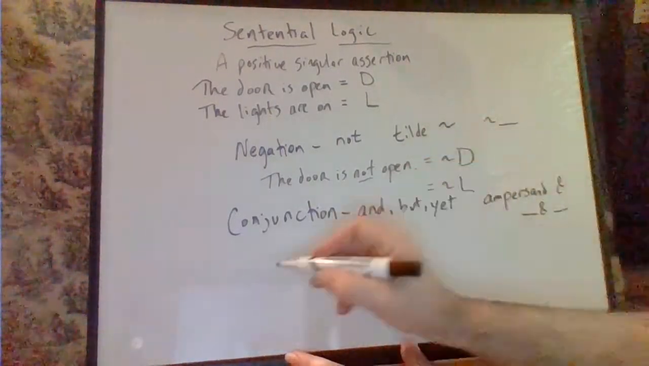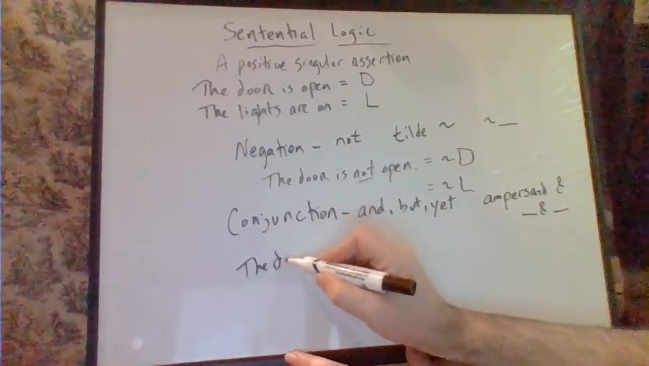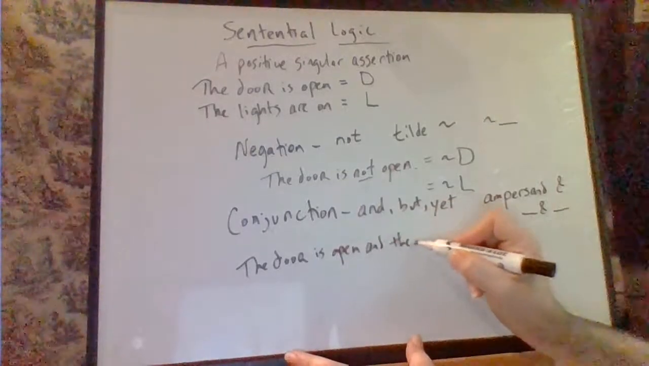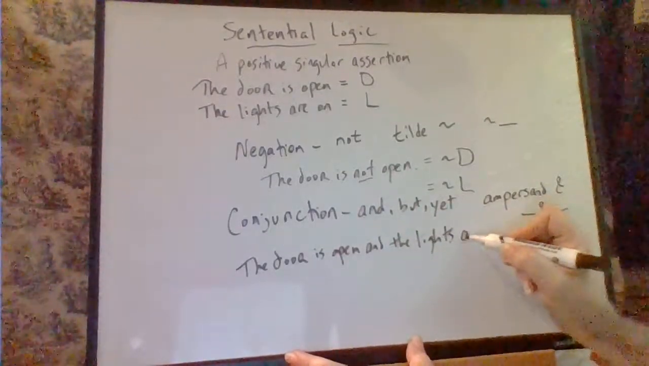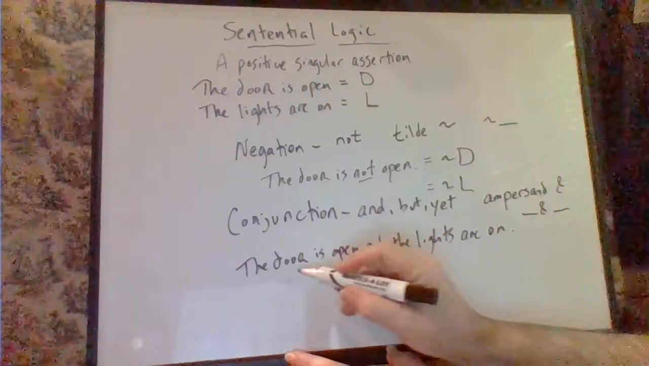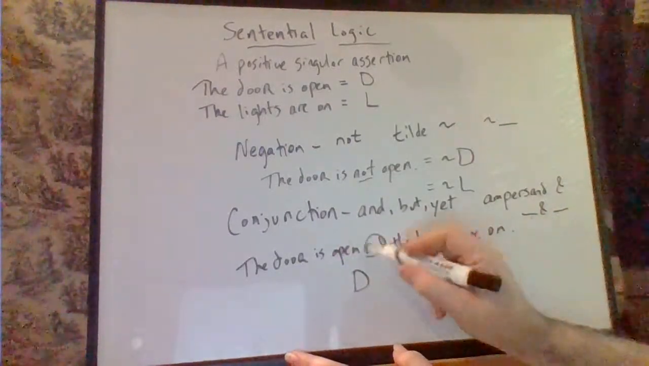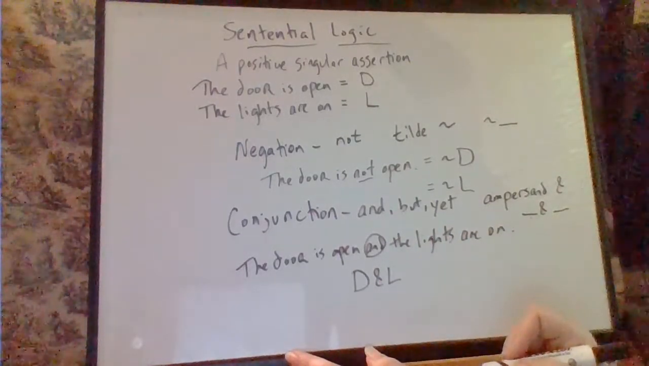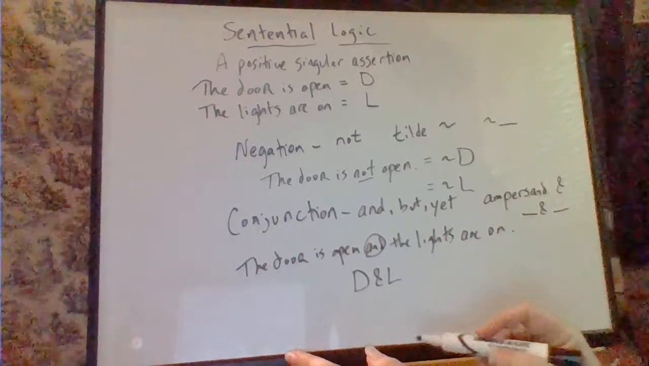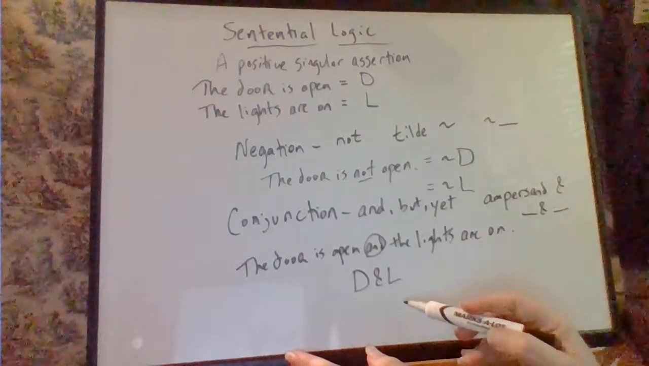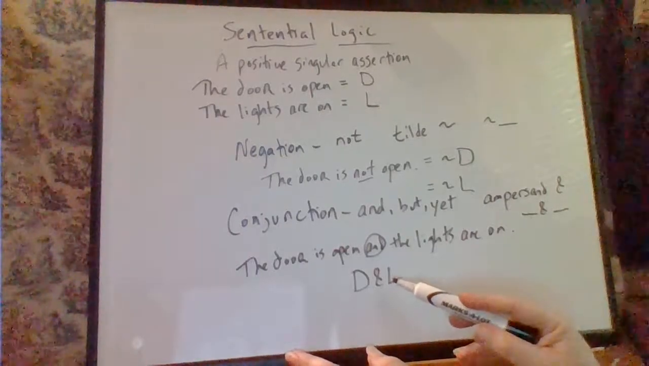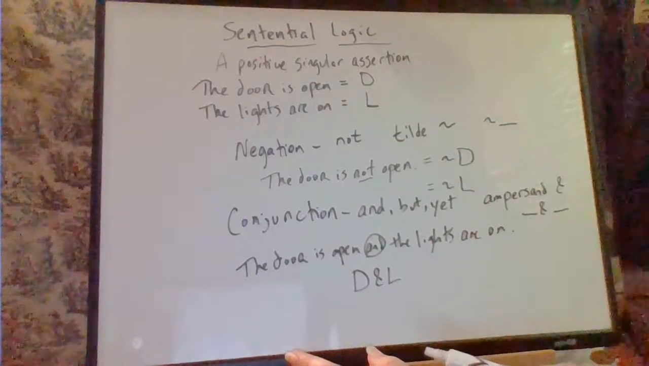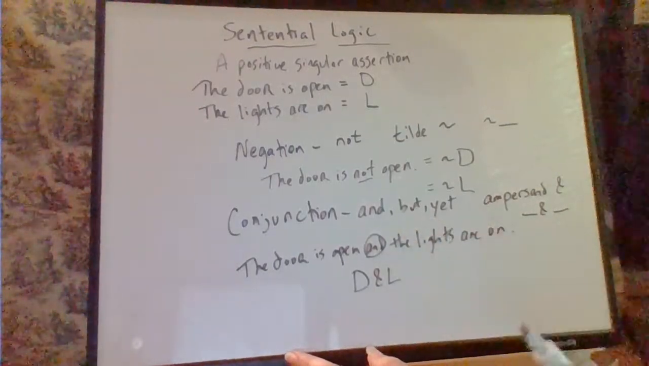Now the ampersand is going to come between the two letters. Okay? So if I wanted to say the door is open and the lights are on, I would say the door is open, that's D. The ampersand is and, the lights are on is L. So the door is open and the lights are on, D ampersand L. So for a conjunction, it's just a matter of putting that ampersand between the two assertions. Okay? So that's conjunction. Use that for and, but, and yet.